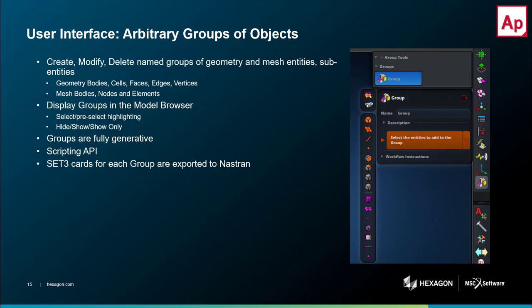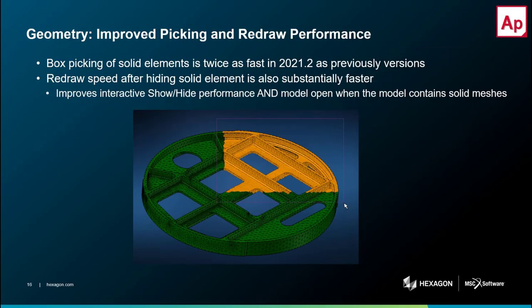Next, in the user interface, Apex now allows for groups of objects. Now this can be geometry or finite element based. These are displayed normally in the model browser and are also able to be controlled via the user interface or the scripting API. Next up is an enhancement that we made in the geometry picking and redraw performance. Now when you box pick solid elements, it is twice as fast as what was previously available.